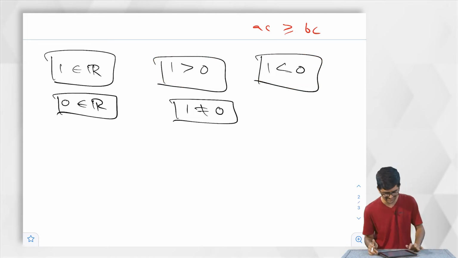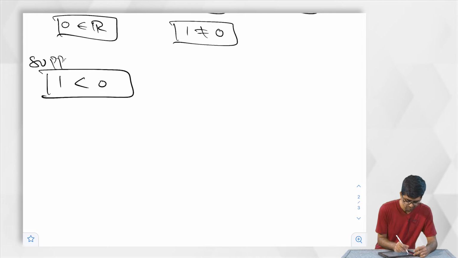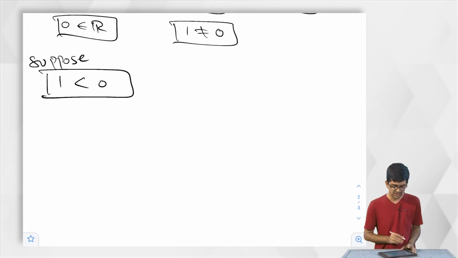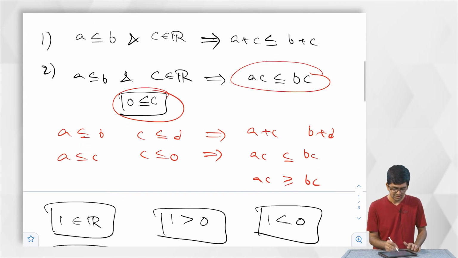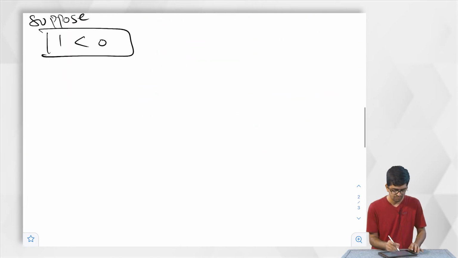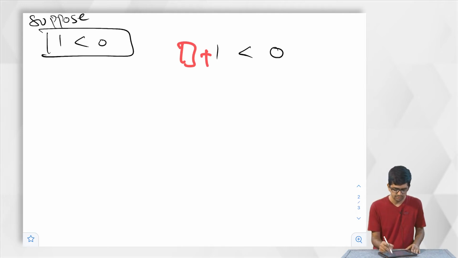So, how do we see what is correct? Let us start with some assumption. Suppose 1 is less than or equal to 0. Suppose 1 is less than 0, then what happens? The first condition of the compatibility condition says I can add any element, the inequality remains same. So, 1 is less than 0 is the assumption. If this is true, then if I add the same element on both sides, the inequality should remain same.